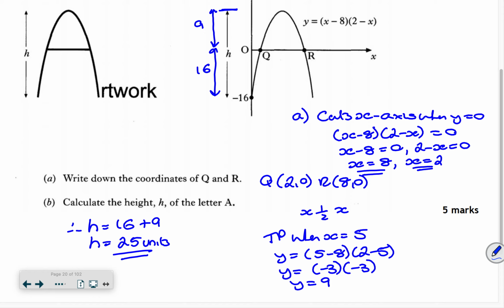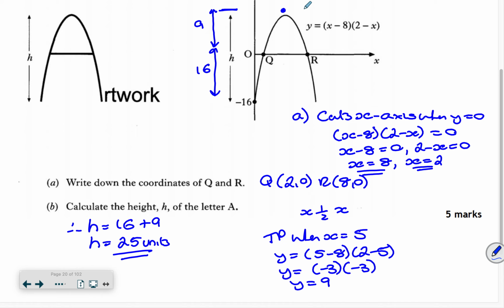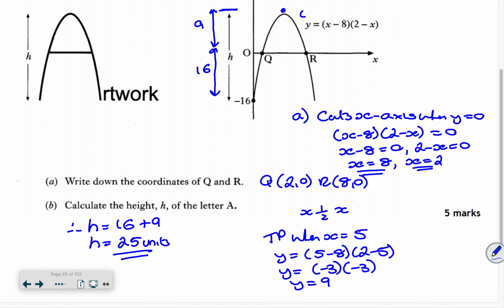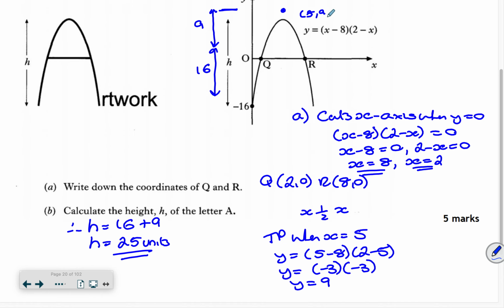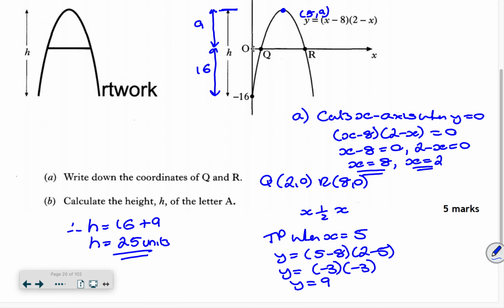I should also go back and say that I know that it's going to be 9 because that's the y value. So the y value goes up to here. This is the coordinate (5, 9). Oops, I've just messed that up a wee bit. This is the coordinate (5, 9). So it means I go along 5 and then up 9. So it's the 9 plus the 16, and that's how I get my 25 units. Okay.